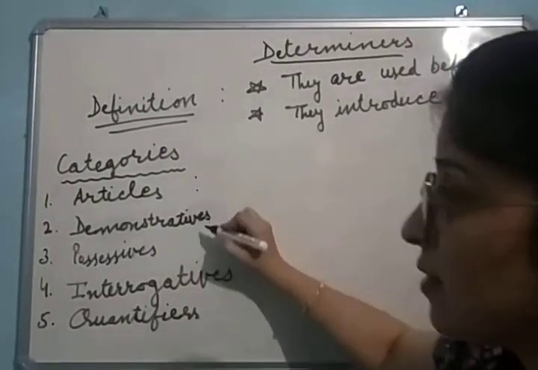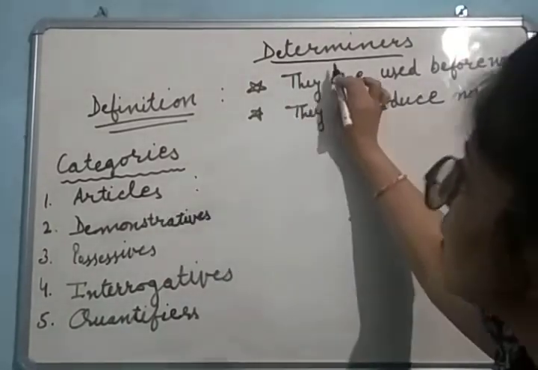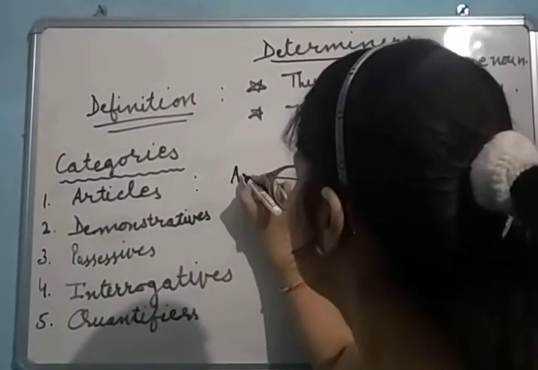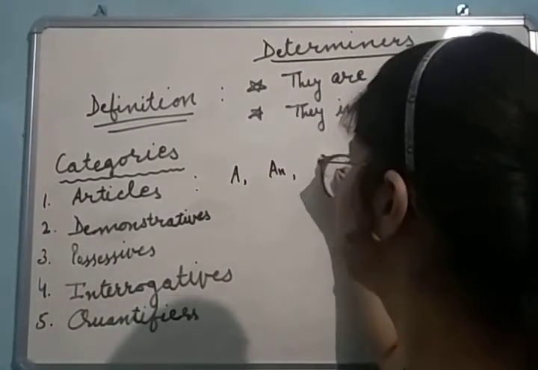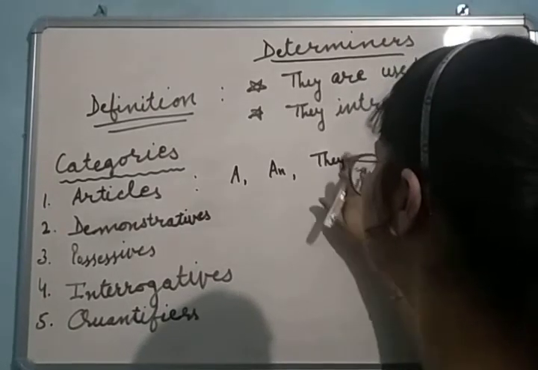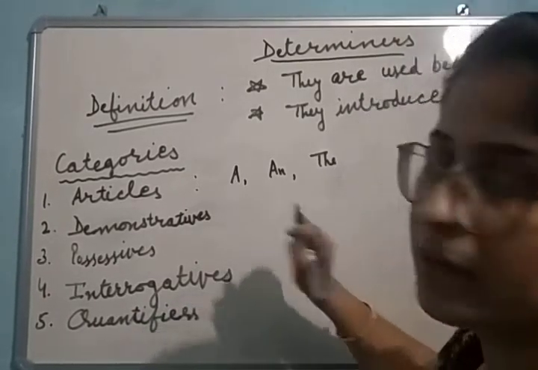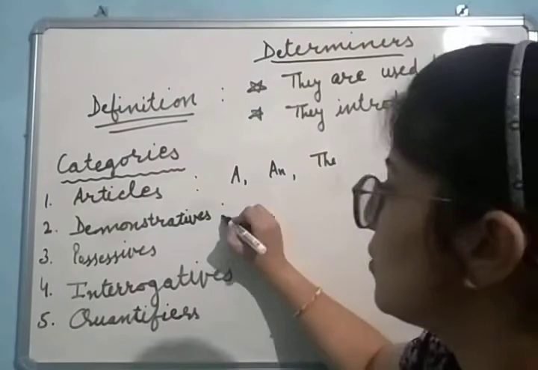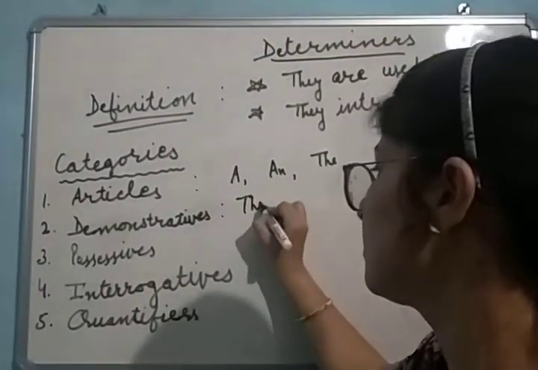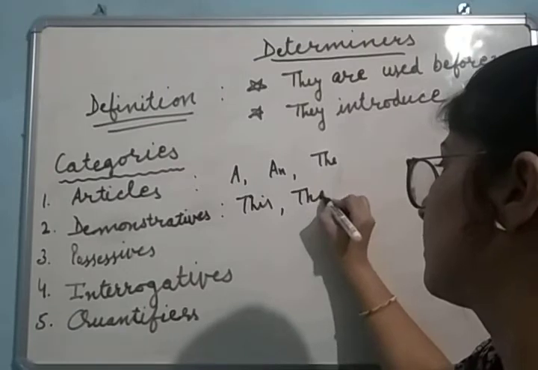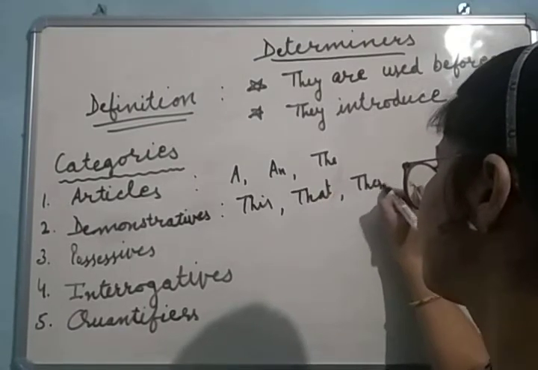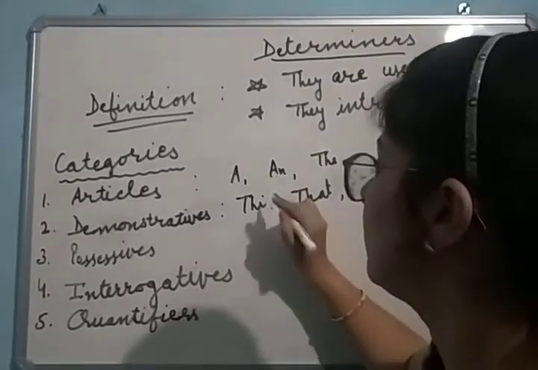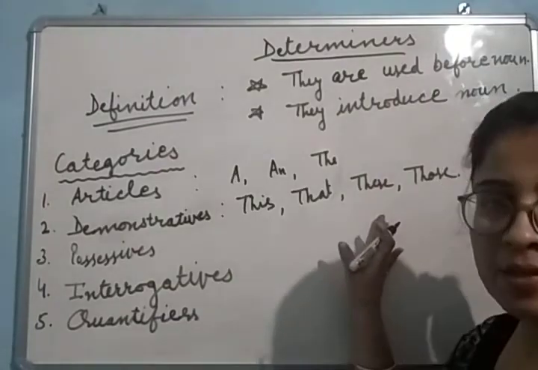First is article. Article is a determiner, but they are not adjectives. Articles are a, an, the. These are articles. We'll discuss this in detail. Then next is demonstratives. Demonstratives are this, that, these, and those. We have already discussed this in adjectives. These are used as adjectives also.